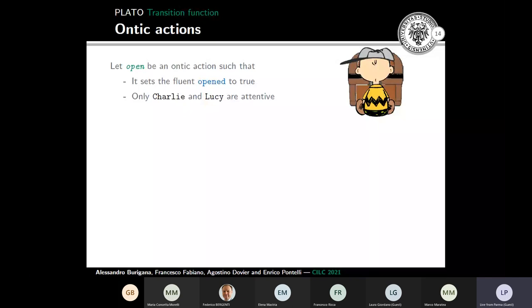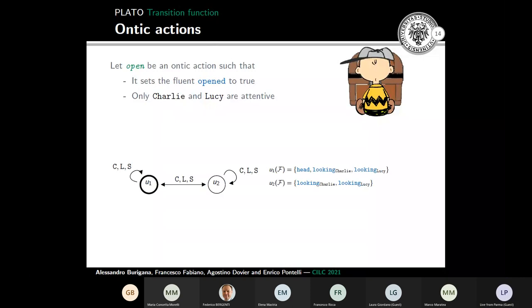This is an ontic action. We assume that everybody who is attentive knows the outcome. So this is the initial state. We have two possibilities, heads or tails. We assume that heads is the case, so we represent it with this bold circle. And this represents the uncertainty of Charlie, Lucy, and Snoopy of these two possible worlds. So none of them knows, actually, which is the case. But everybody knows who is attentive and who is not.